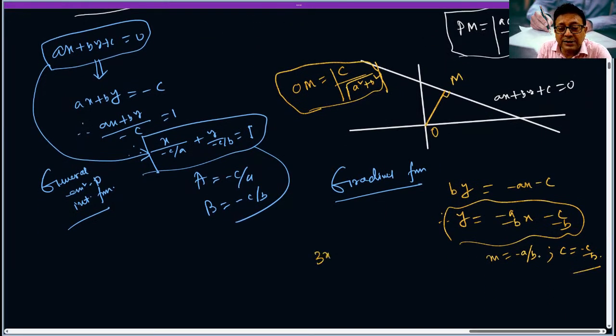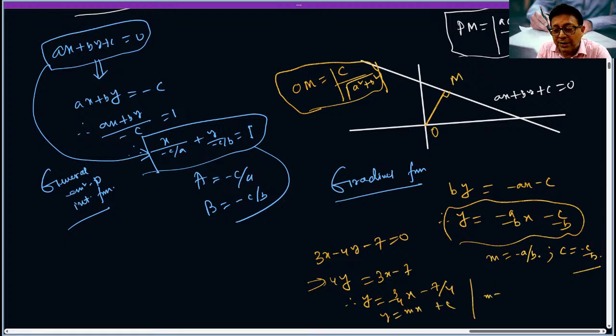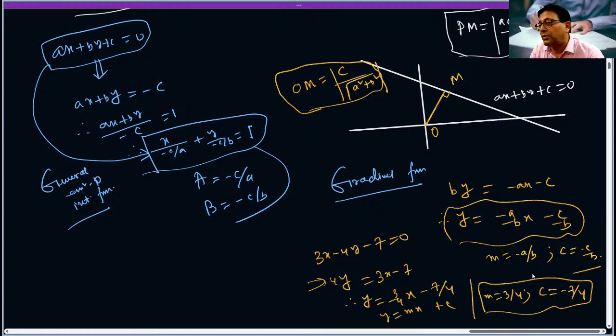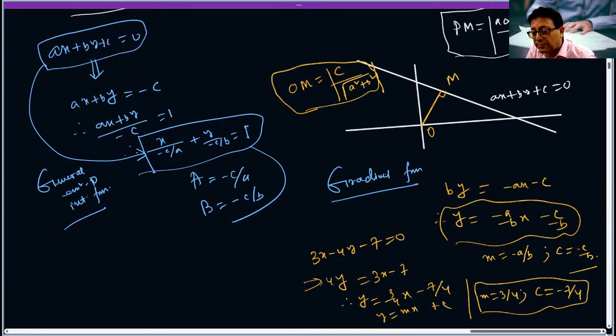Remember all these? So for this line 3x minus 4y minus 7 equal to 0, how do you find the slope of the line? You write this as 4y equal to 3x minus 7, so y equal to 3 by 4 x minus 7 by 4. Now compare with y equal to mx plus c. What is m over there? 3 by 4. And what is the y-intercept? Minus 7 by 4. Clear? Understood?